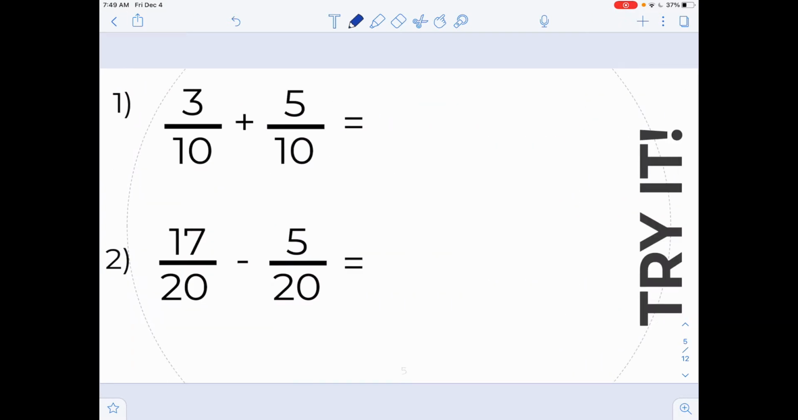I want you to try these two in your notebook. Press pause while you're doing the work. Press play when you're ready to see the answer.